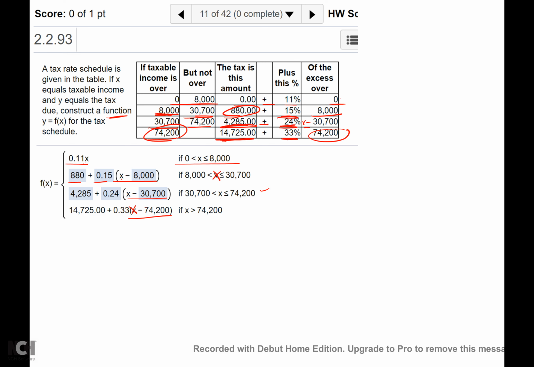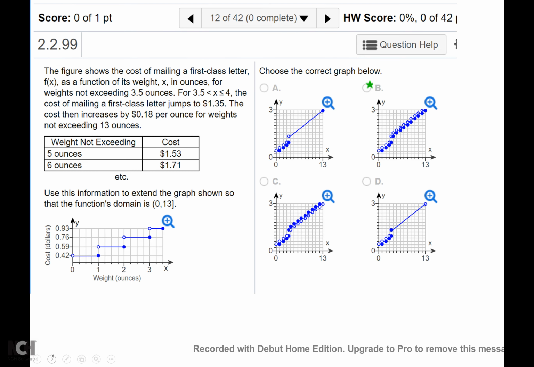All right, so this one says the figure shows the cost of mailing a first class letter. F of x is a function of its weight, x in ounces. For weights not exceeding 3.5 ounces, for anything that is bigger than 3.5 ounces but less than 4 ounces, the cost jumps to $1.35. The cost then increases by 18 cents per ounce for weights not exceeding 13 ounces. It says use this information to extend the graph shown so that the function's domain is 0 to 13.